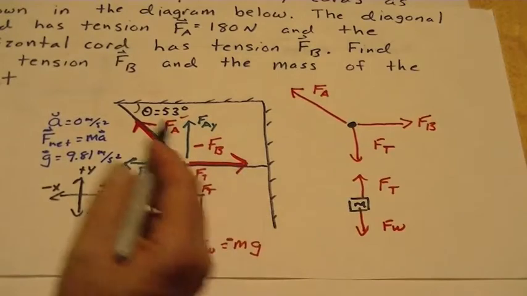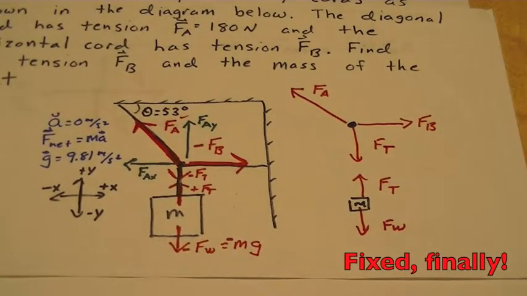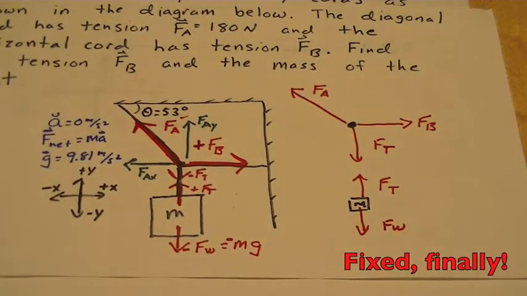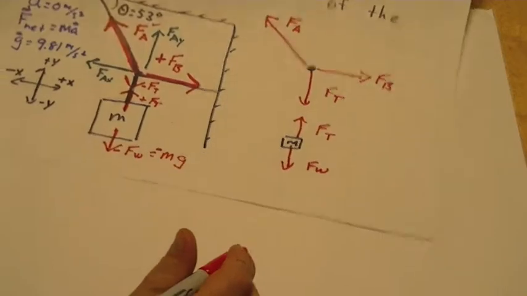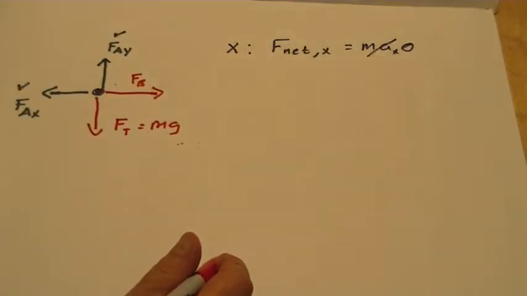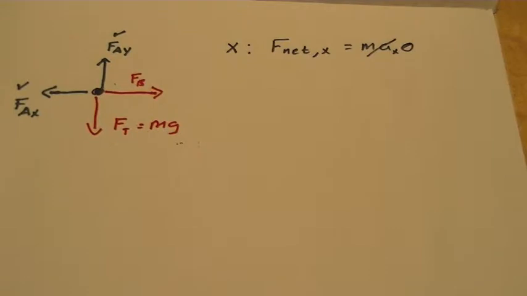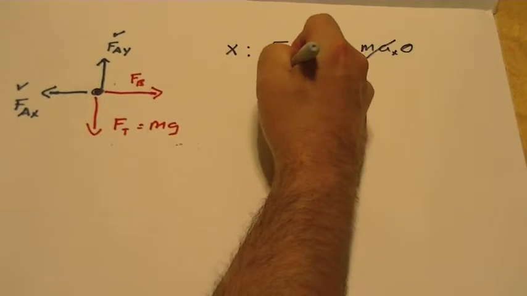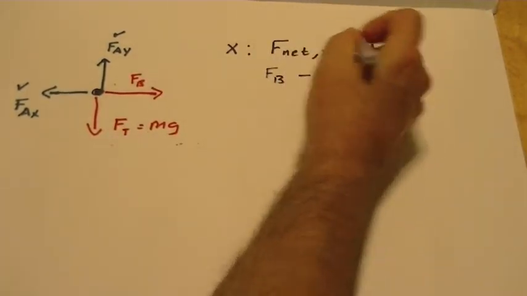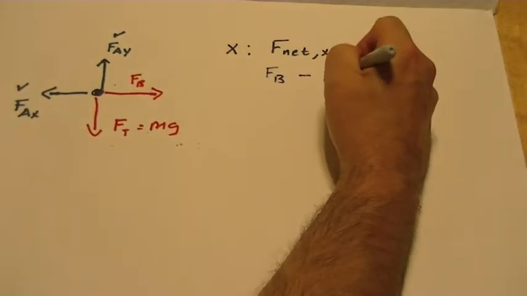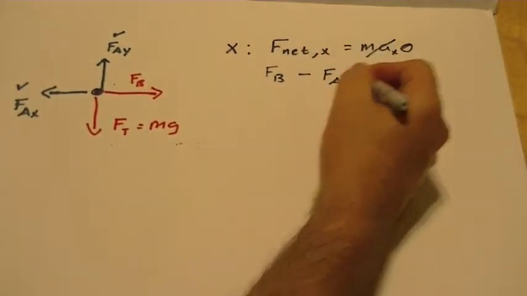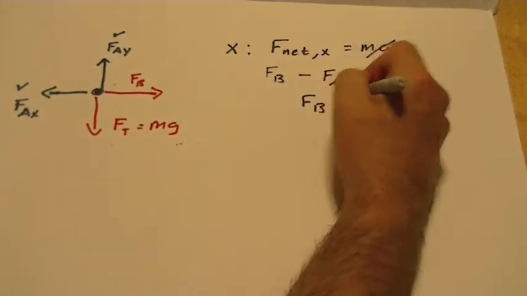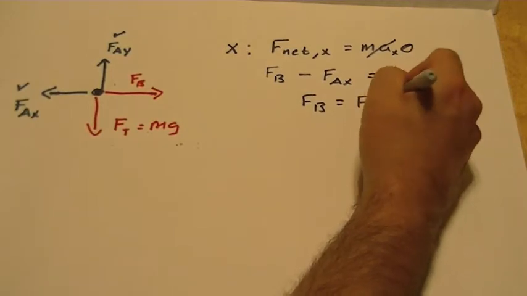You see the problem I did originally? Back here I made a mistake. This is actually not a negative sign. This is a positive sign. That probably confused you. My bad. I'm sorry. It is difficult to talk physics and draw physics at the same time. So, back over here, I get that Fb in the positive direction minus Fax in the negative direction equals 0. Well, this is the first part of my problem solved. Fb must be equal to Fax.